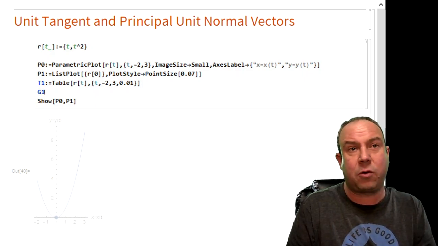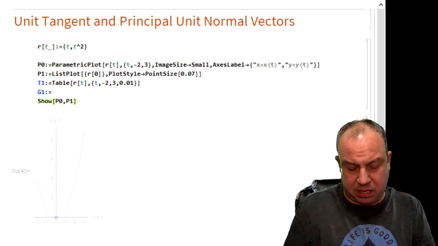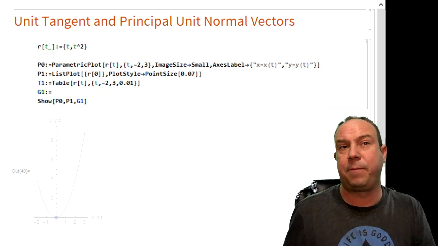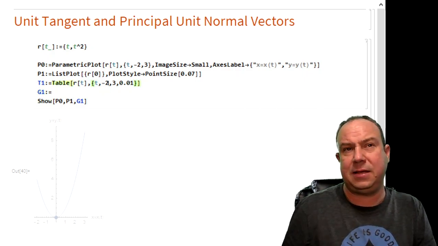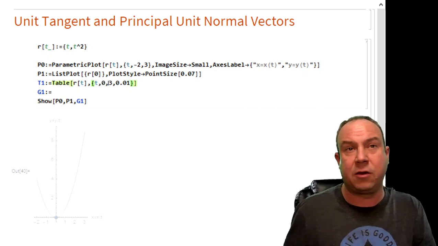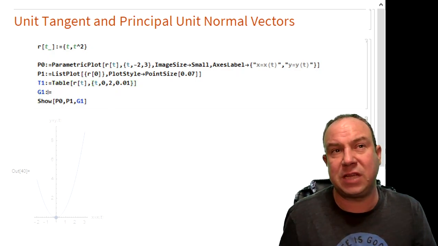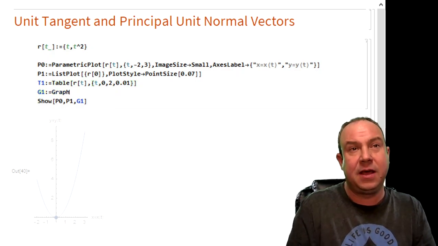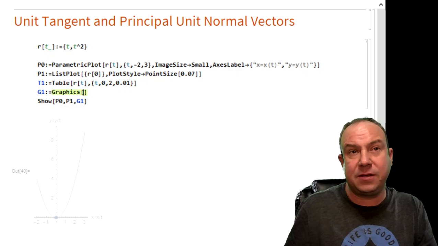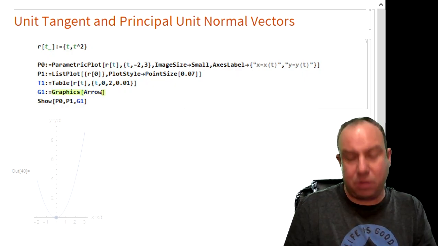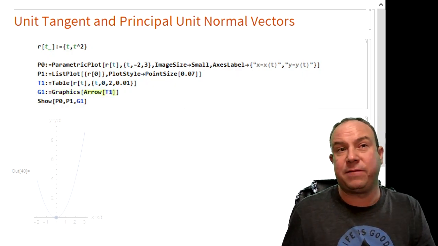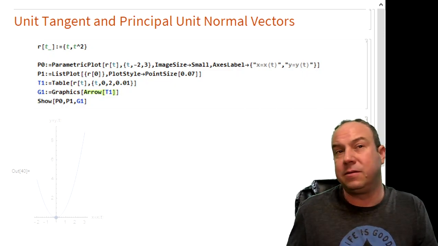And then let's do a graphics. So I'm going to call it G1. Because we're going to come down here and put it into our plot as a graphic of G1. All right. And actually, let me start this at 0 and go up to 2 in this. All right, and we'll see how that affects things. We're going to make a graphics, which is going to be an arrow, right? That's going to follow the values in T1. Oh, and it is there.